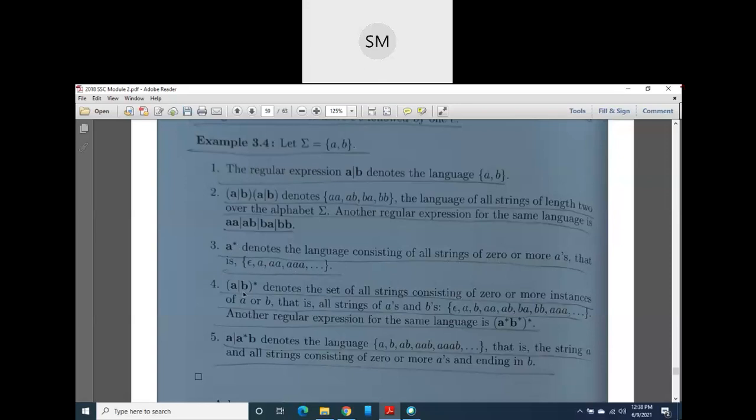Then (A union B) Kleene closure, that is (A or B) star. What is it going to give us? It is going to give us the language containing all the strings consisting of 0 or more occurrences or instances of A or B, not both of them, because this pipe we can pronounce as "or", right? So A or B, and how many A's or B's? 0 or more A's or B's.